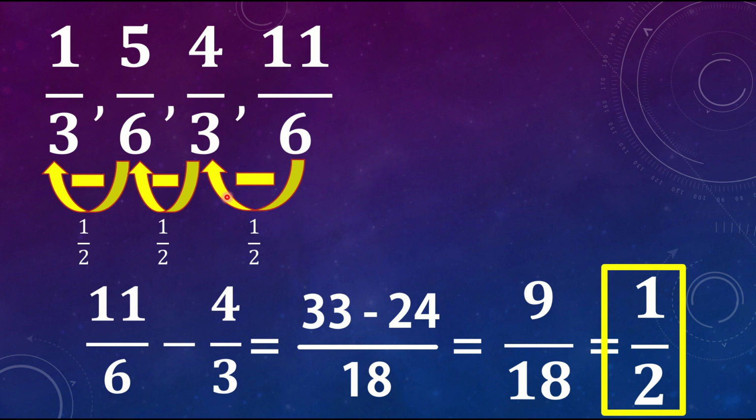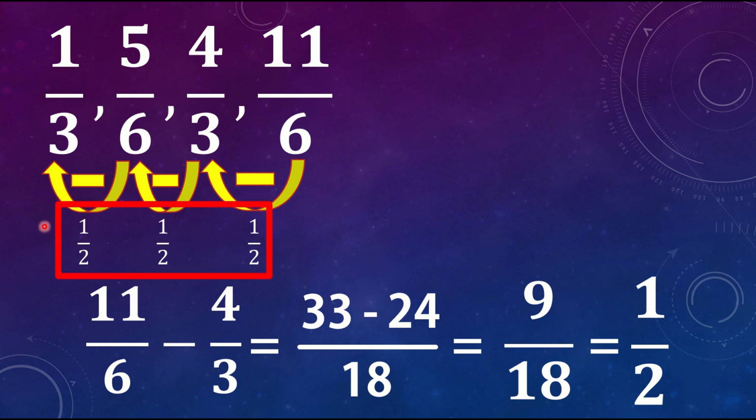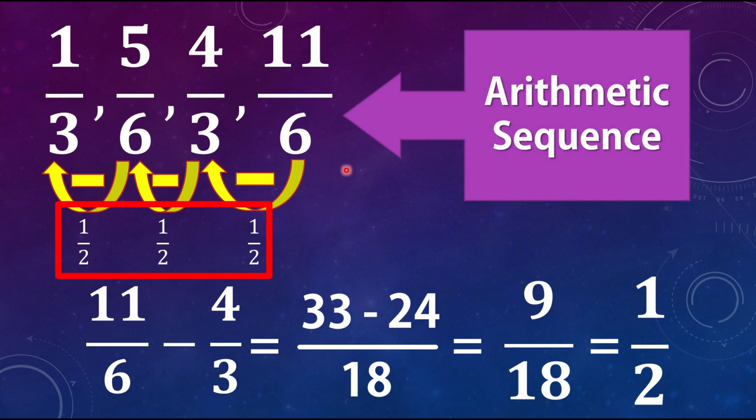Since we have the same differences, or we have a constant difference between each term of the sequence, therefore, this sequence is an arithmetic sequence.